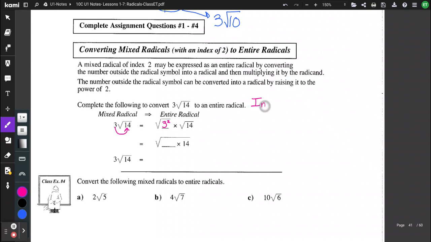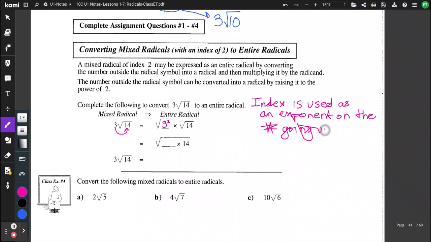So the index is used as an exponent on the number you're bringing in, on the number going under. Oh boy. Hopefully you can figure that out. That looks a little crazy. The index is used as an exponent on the number that's going under the radical sign.